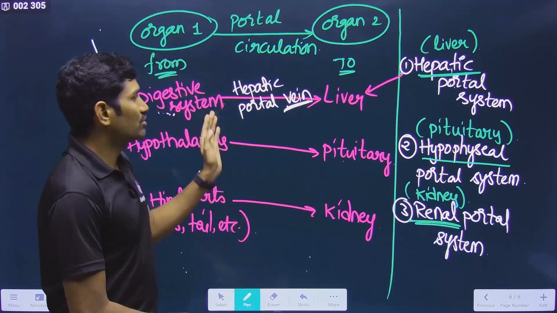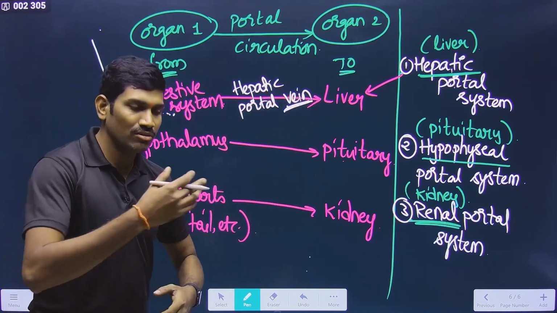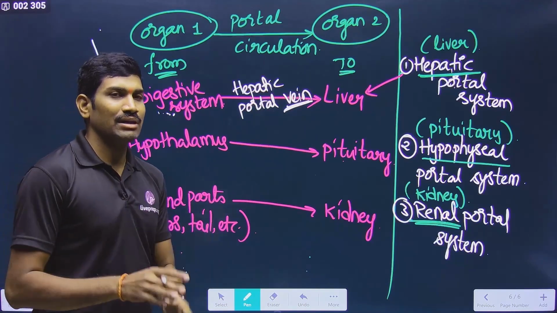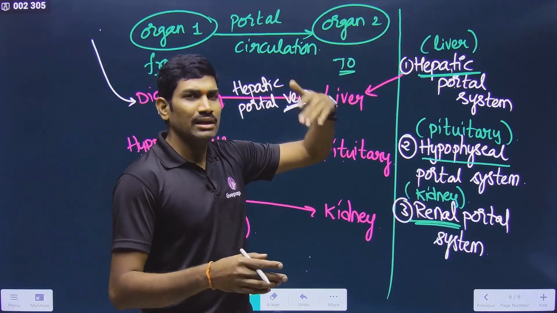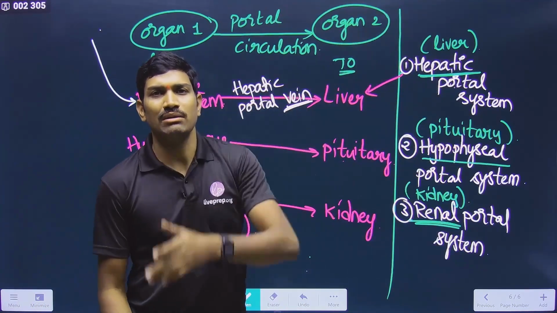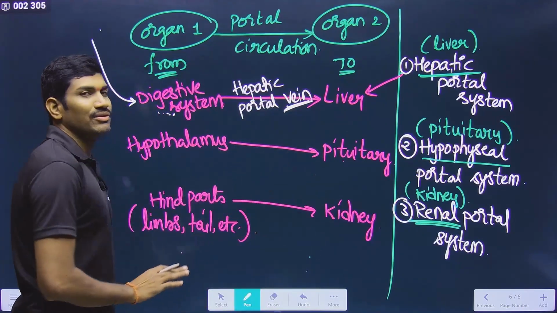And now these absorbed nutrients are going to the liver. That is the purpose. The liver will utilize the majority of this, and the remaining things it will again send to the heart. And from the heart, again it will be distributed to the entire body. That's it. Nice.